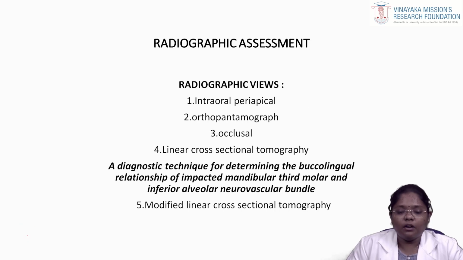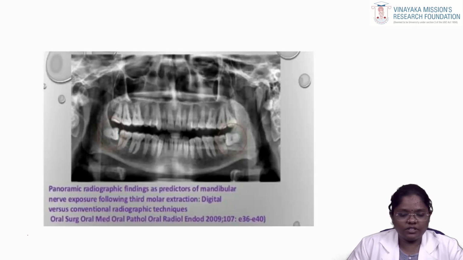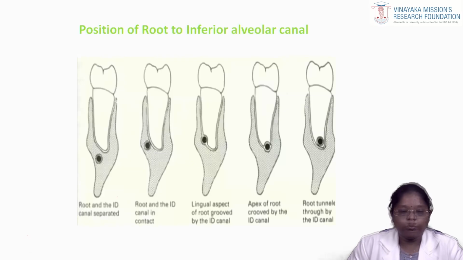Radiographic assessment: radiographs like intraoral periapical radiograph, OPG, occlusal, linear cross-sectional tomography and modified linear cross-sectional tomography can be taken, whereas the last two radiographs are taken to determine the buccolingual relationship of the impacted mandibular third molar and the inferior alveolar neurovascular bundle. This is a panoramic radiograph showing horizontal impaction of both lower third molars, right and left side.